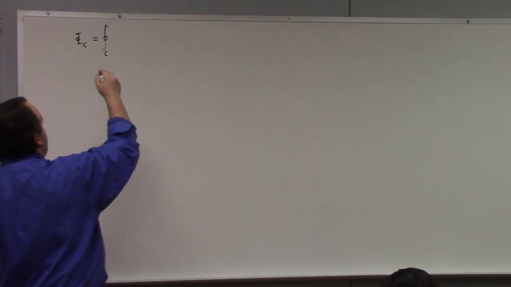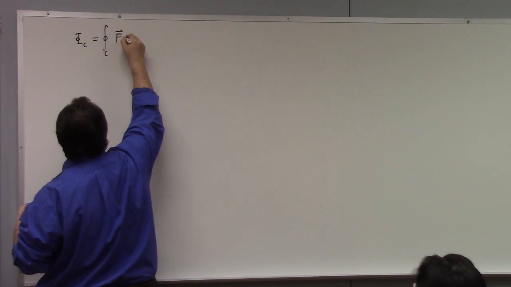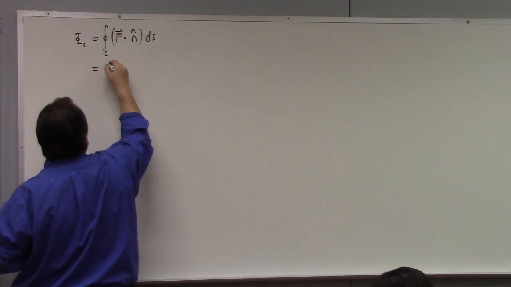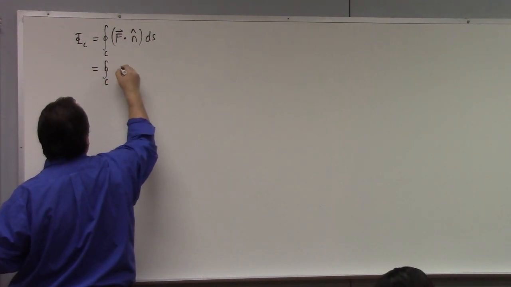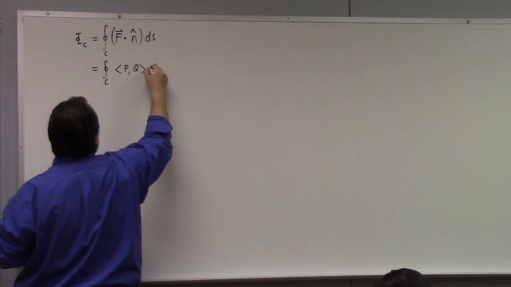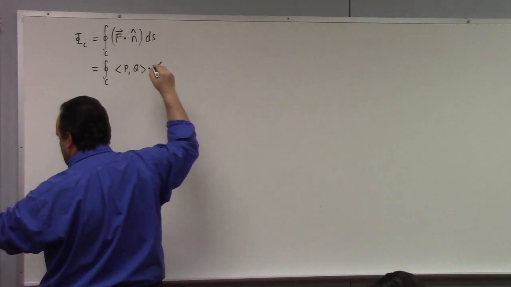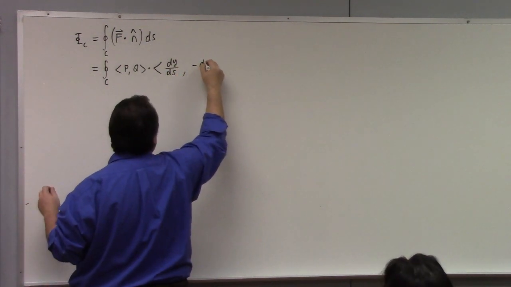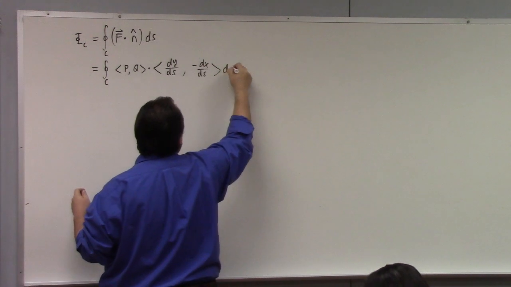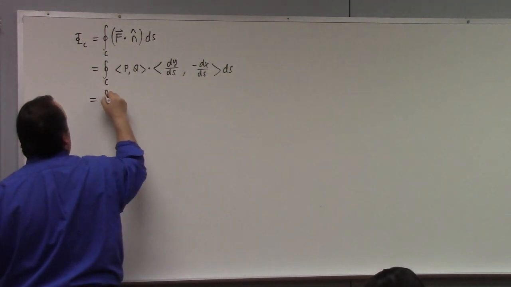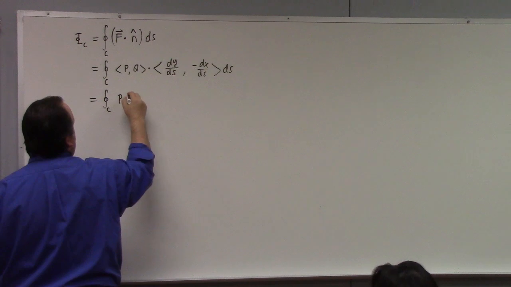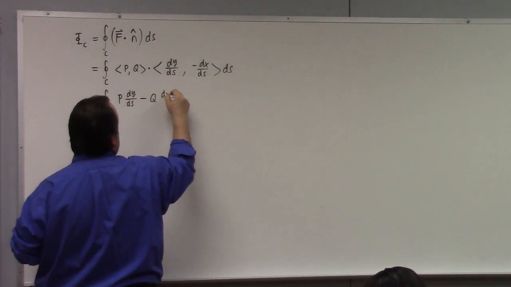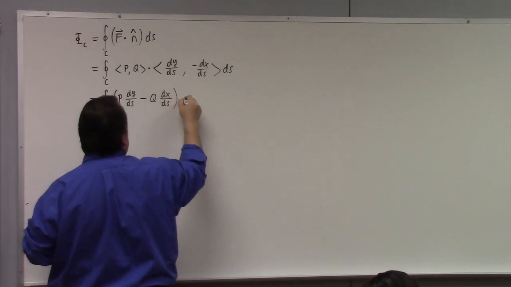But anyway, suppose we're looking at F dot n hat ds. How can we write that? Well, that's the integral of, let's say, P, Q dotted with n hat. Well, n hat we just learned was dy/ds, comma, minus dx/ds, ds. So what are we looking at here? We're looking at P dy/ds minus Q dx/ds, ds, right?